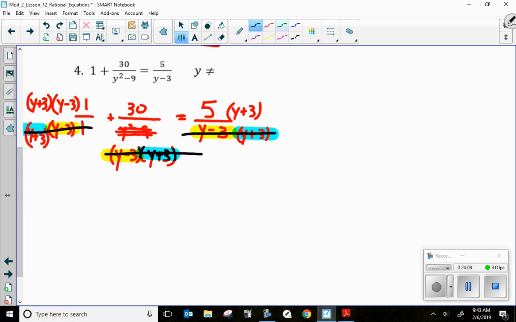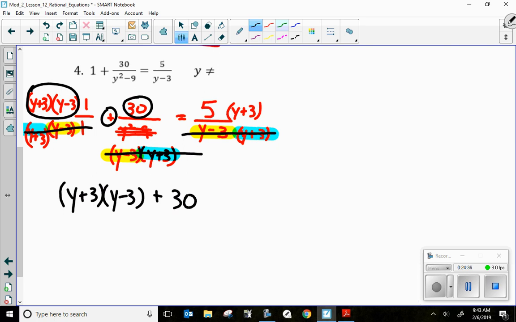Done. They're gone. So all I've got to worry about now are the tops. So I have y plus 3 times y minus 3 times 1. Oh boy, I'm going to FOIL those. But let's leave them right now. Just y plus 3 times y minus 3. That's what we have here, plus 30 equals, let's distribute that, 5 times y plus 3.